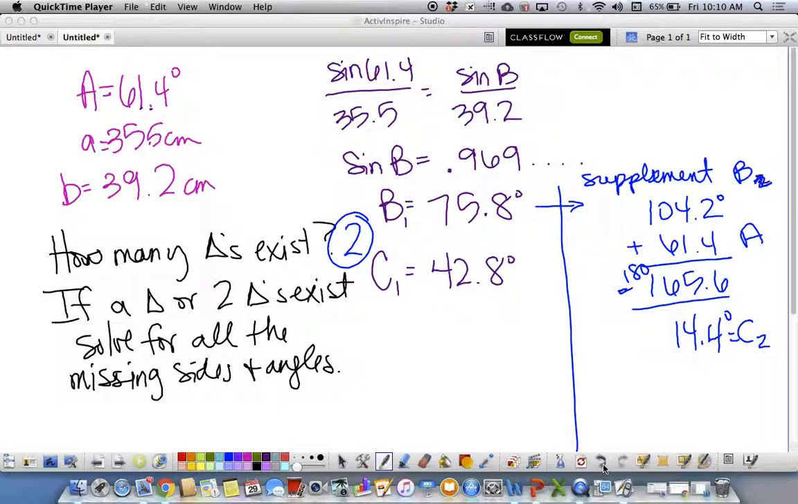Can you find that last missing side for both? Yes. I'm keeping the same sine 61 over 35.5 equals, and I'm taking C1, sine 42.8 over little c1.